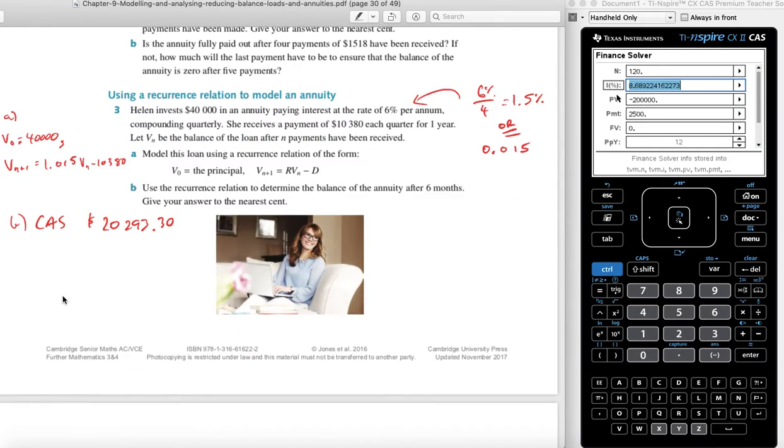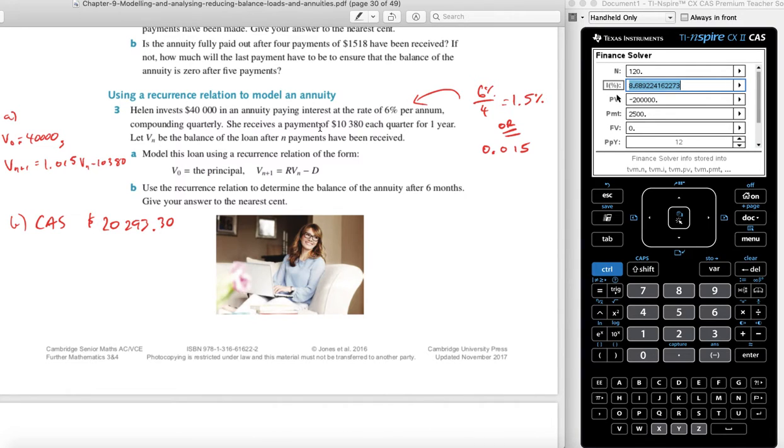Helen invests $40,000 in an annuity paying interest at the rate of 6% per annum, compounding quarterly. You'll notice here I've got the 6% divided by 4 quarters in a year, which gives you 1.5%. Remember, you have to convert that into a decimal, so that becomes 0.015. We just move the decimal place 2 spots.